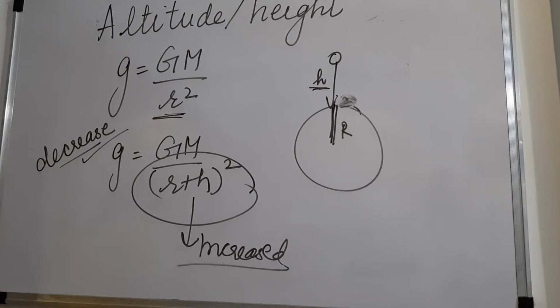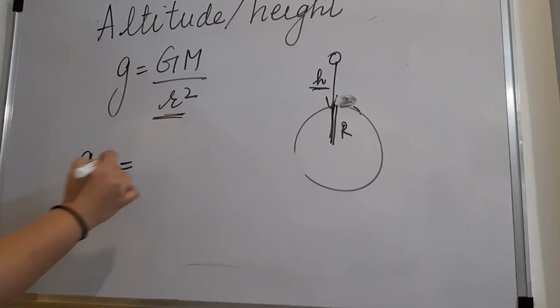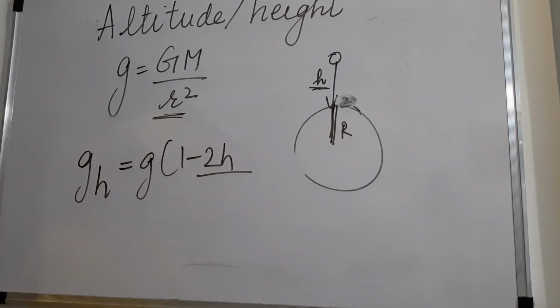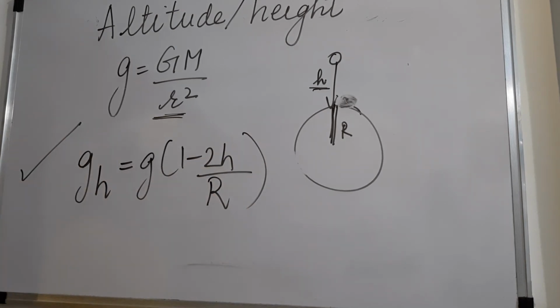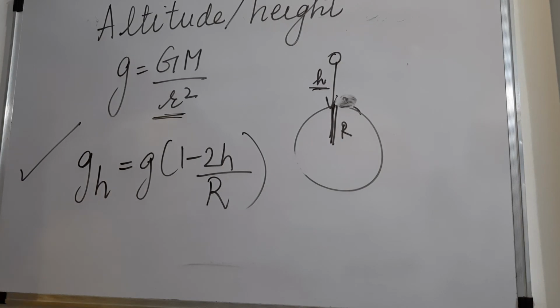But in higher class, in higher studies when you will go, you are going to get another formula. Let me just erase it. The formula is g at a particular height is equivalent to g (1 minus 2h by R). So this is the proper formula that you are going to study in your higher classes. But I hope you all have understood that if you go away from the surface of Earth, if the height will increase, the value of g will keep on decreasing.